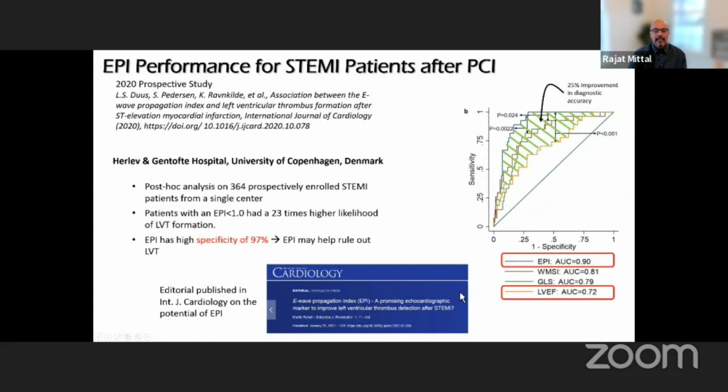stratifying risk. And then very recently, there was an editorial that was published that actually tells cardiologists that maybe EPI is a very good metric that more cardiologists should be using to stratify the risk for their patients.